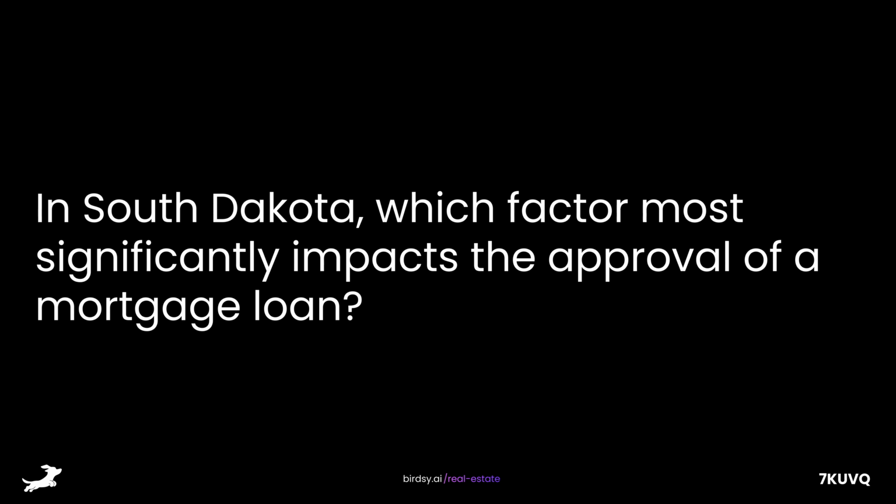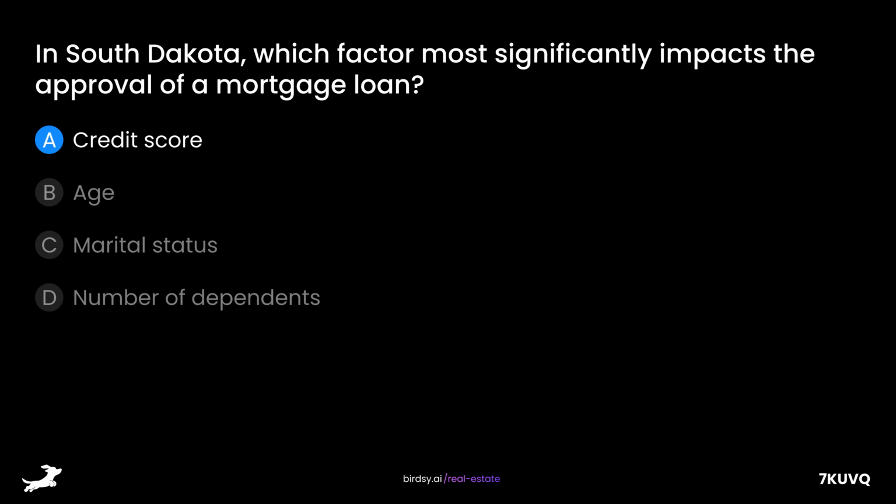In South Dakota, which factor most significantly impacts the approval of a mortgage loan? Is it A, credit score, B, age, C, marital status, or D, number of dependents? The answer is A, credit score.